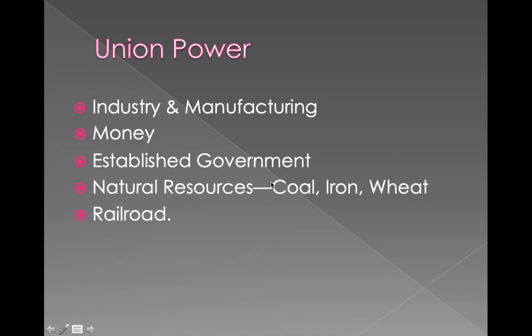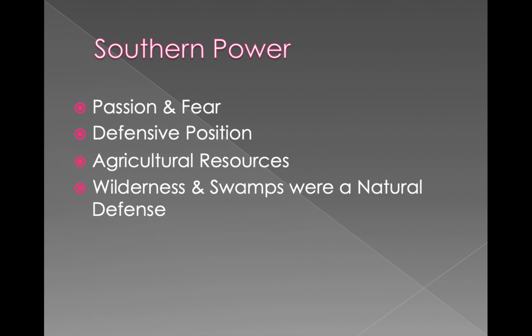Okay, then here's one for you. What was some of the strengths that the Confederate states or the Southern states had in relationship to the Civil War? Of course, we know the answer to that is passion and fear. They had a defensive position. Remember, they're not trying to go on the offensive. They're not trying to take over the North. They're simply trying to leave the United States of America.